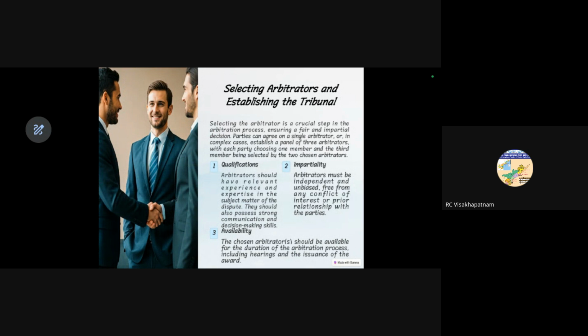Selecting arbitrators and establishing the tribunal. So what are the qualifications? Impartiality and availability are factors in how you can select the arbitrator. Based on the experience, the arbitrator can be appointed.